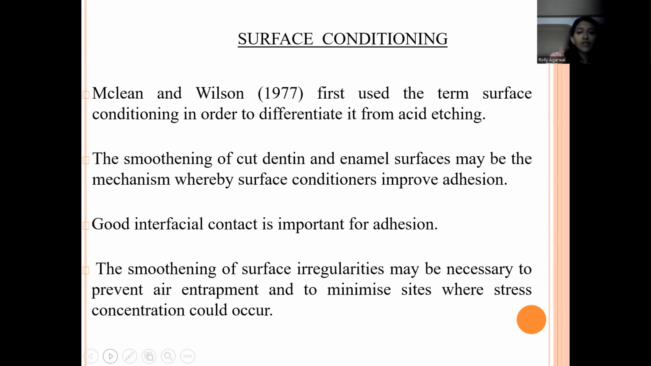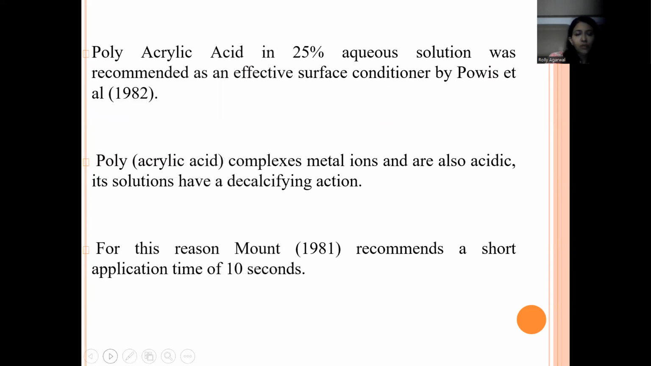So surface conditioning was first introduced, or the term was introduced by McLean and Wilson in 1977 so as to differentiate it from acid action. The smoothing of cut dentine and laminate surfaces may be a mechanism whereby surface conditioners improve adhesion. Good interfacial contact is important for adhesion. The smoothing of surface irregularities may be necessary to prevent air entrapment and to minimize sites where stress concentration could occur. Now we have polyacrylic acid.